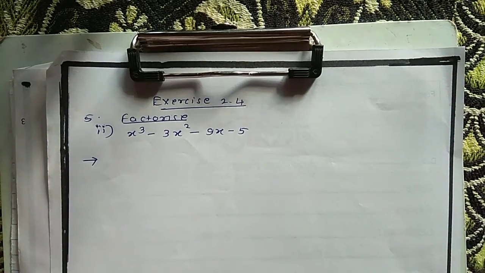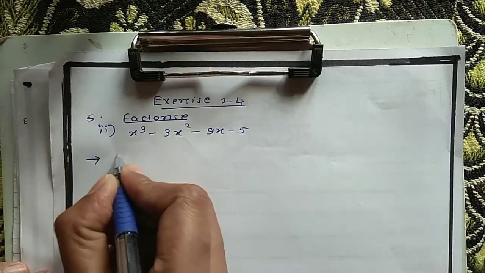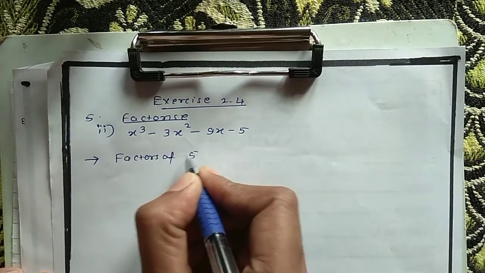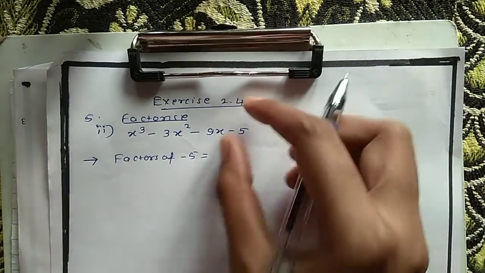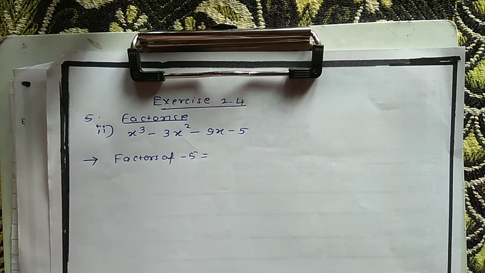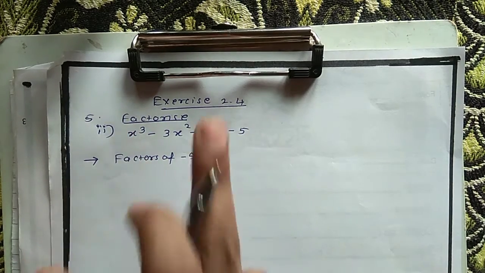This we can do by the trial and error method. We can put any real number here in place of x, but how long are you going to do trial and error? Just see the factors of 5, or you can take minus 5 also. We have to find the factors of the constant term, and only from those factors will you get all the factors of the given polynomial.